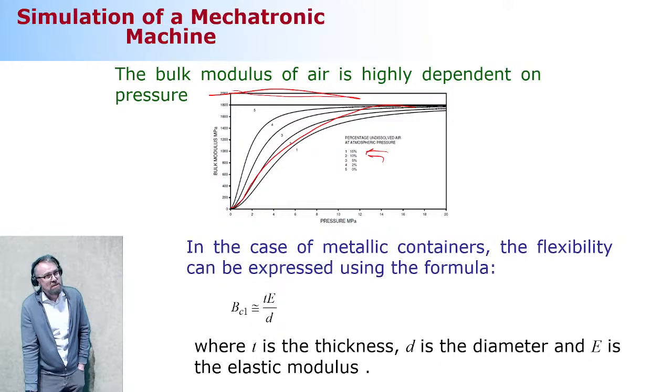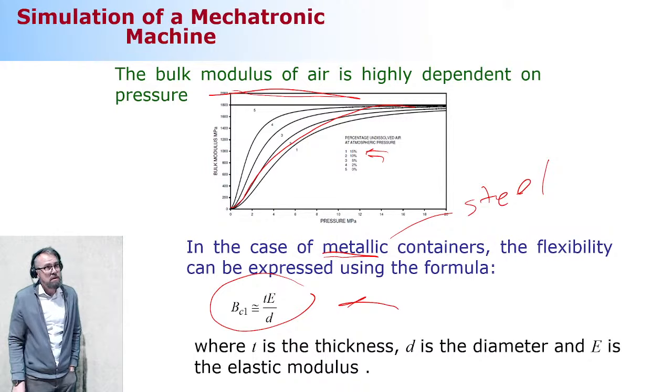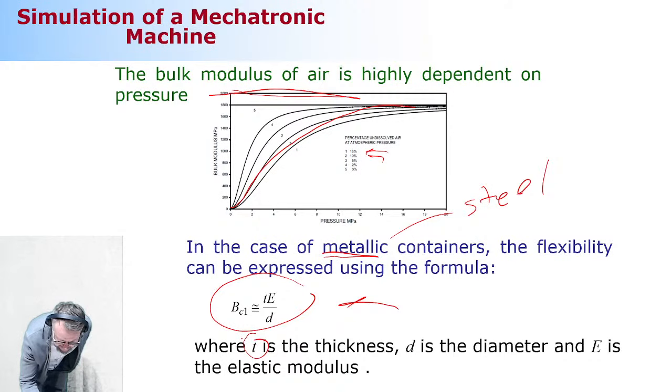And how are the metallic components counted, or metallic components, I think that's an incorrect statement. It should be steel containers. How those can be counted is the simple formulation you learn from the strength of structures. All right, so what I have here is T, which is the thickness of the container. D is the diameter, and E is the elastic modulus.